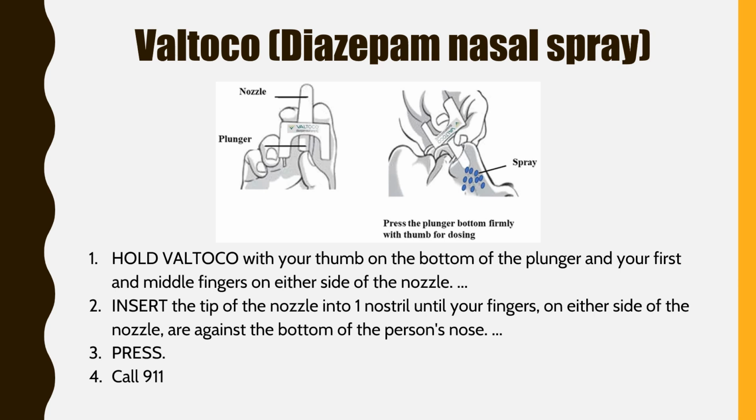Valtoco is a diazepam nasal spray. To administer, hold Valtoco with your thumb on the bottom of the plunger and your first and middle fingers on either side of the nozzle. Insert the tip of the nozzle into one nostril until your fingers on either side of the nozzle are against the bottom of the person's nose. Press, call 911.